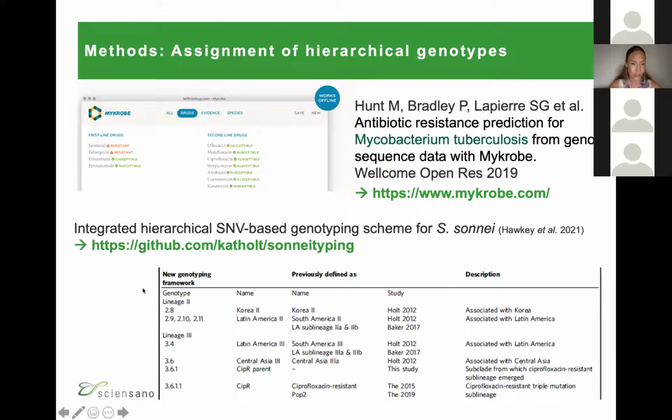So just as a quick example, priorly Shigella sonnei was defined into 5 major lineages. See here, lineage 2, for example, Korea and South America, lineage 3, Latin America and Central Asia. And so now, published by different studies, everybody was assigning different names, and it was hard to know if it was really the same strain that you discovered. But now they changed the names, and they came up with a new genotyping framework to easily compare, and I will show you an example in our data set.